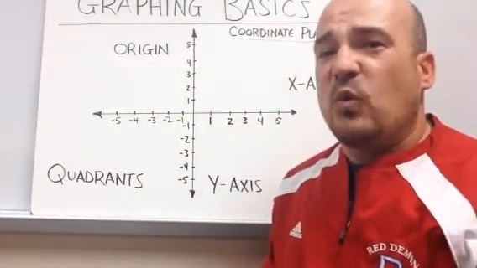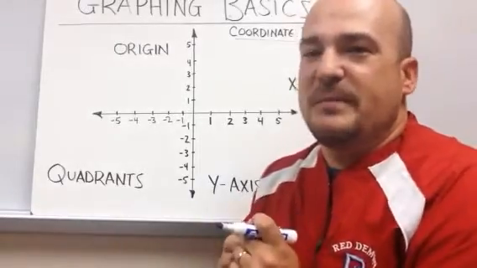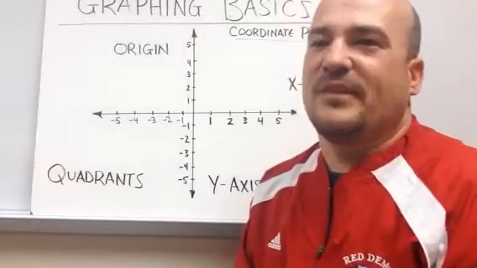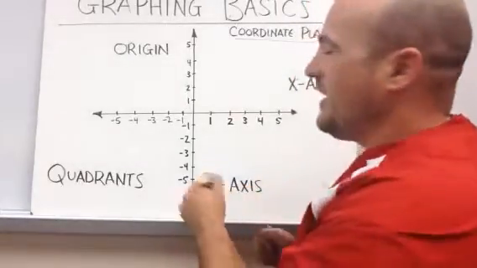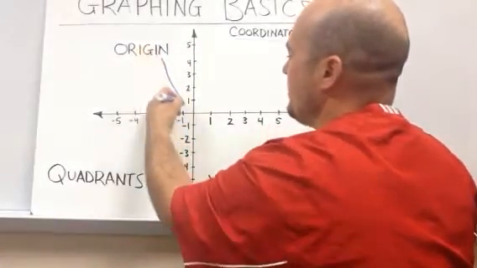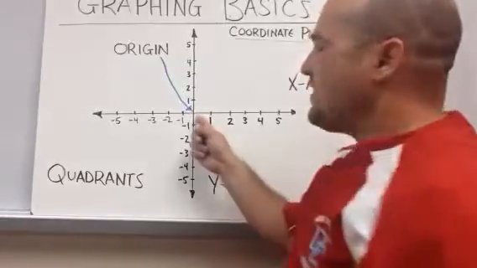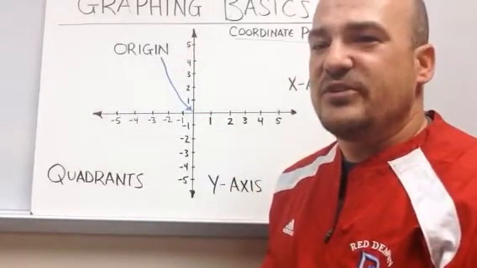Alright, and every coordinate plane has an origin, and an origin, if you think of like the origin of species, origin means like the beginning. So the beginning of our coordinate plane is right here in the middle. Okay, so that's the origin, and that's when both our x and our y are 0. Okay, that's what origin refers to.